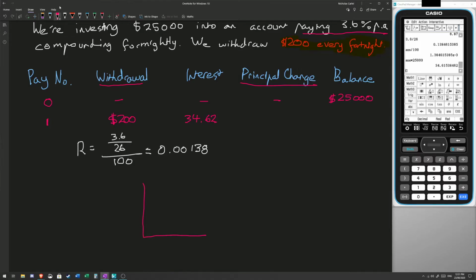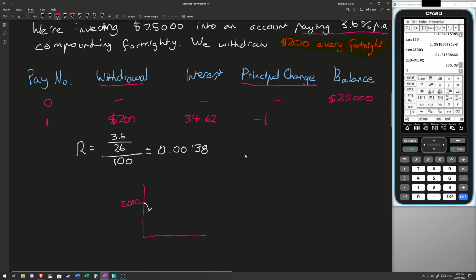Okay. So we start at 25,000. We withdraw. Our balance goes down because we're taking money out of the account. But because this is an investment, the bank pays us money. So the bank will pay us $34 and it goes back up. So all up, how much are we going down? Okay, the way we work out that is we go $200 minus $34.62. So we are going down.